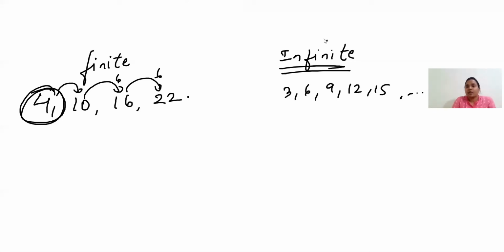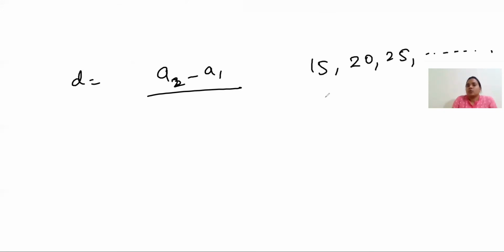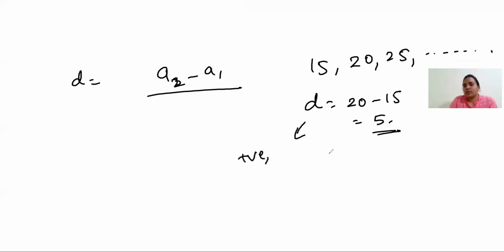Fine. How to find the common difference? As we did earlier, A2 minus A1. This is the common difference. Suppose any AP is 15, 20, 25, and so on. In this case, D will be 20 minus 15, that is 5. Clear?